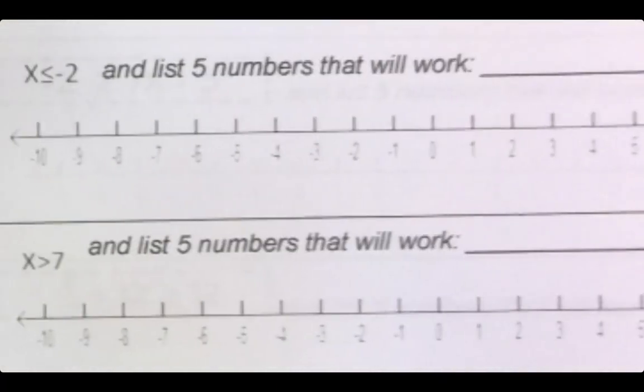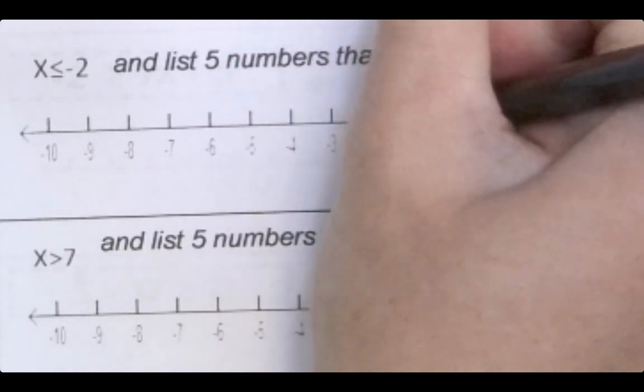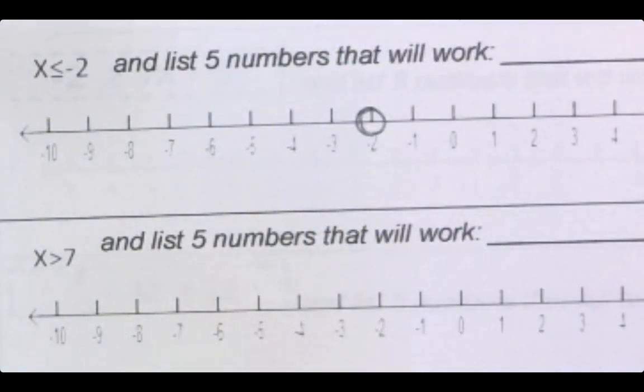Now for the next one, it's x is less than or equal to -2. So where am I going to draw my circle? At -2. I'm going to pause it. Is it open or closed? That's the question.